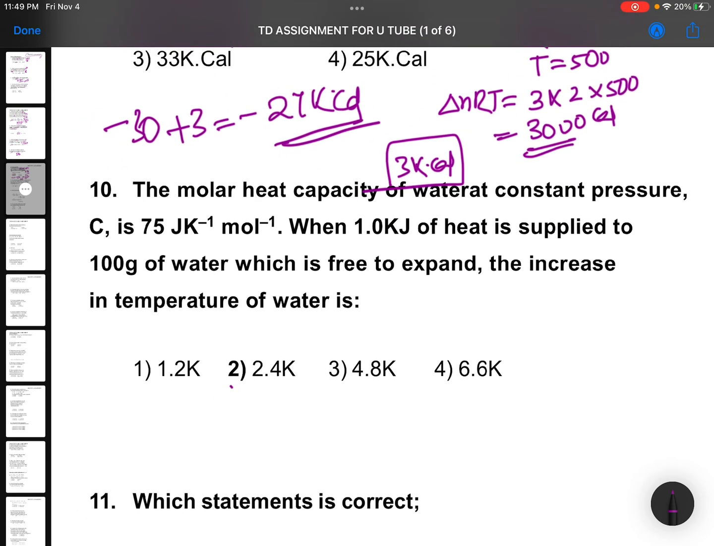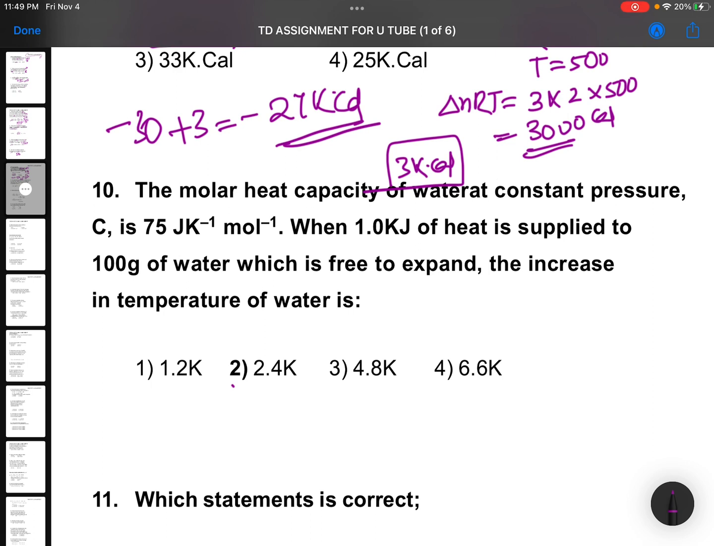The molar heat capacity of water at constant pressure is 75 joules per mole. When 1 kilojoule of heat, 1 kilojoule means 1000 joules of heat, is supplied to 100 grams of water which is free to expand, what is the increase in temperature? Q is equal to m s delta T. You can very comfortably use it. Here in place of m you use number of moles, n s delta T, because this s is given per mole.